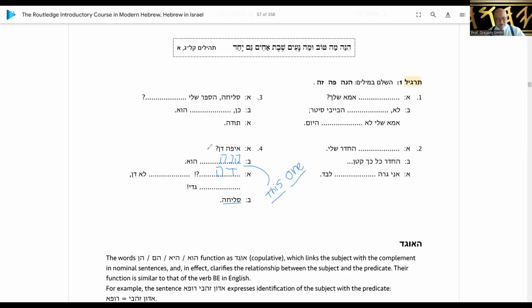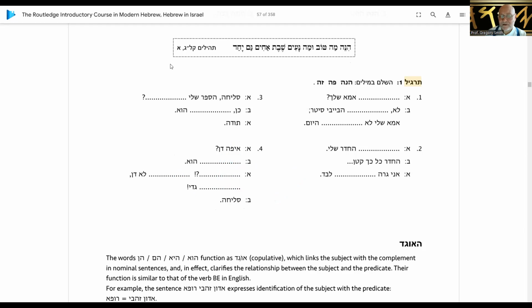Hineihu. Okay, so here he is. Efo Dan, where is Dan? Hineihu, here he is. And the response is Zeh, this one? He's like pointing, this one, Zeh, this one? And then he follows up by saying, Zeh lo Dan, this is not Dan. And then he says again, Zeh Gadi. This is Gadi. Okay, and then the answer is Slicha. Oh, excuse me. I made a mistake. Excuse me, Slicha. All right. I think I figured that out.